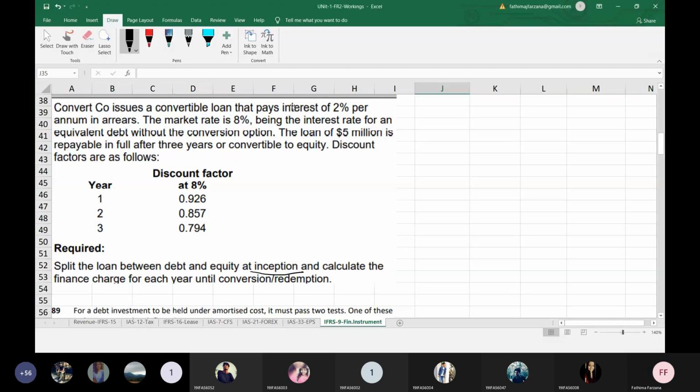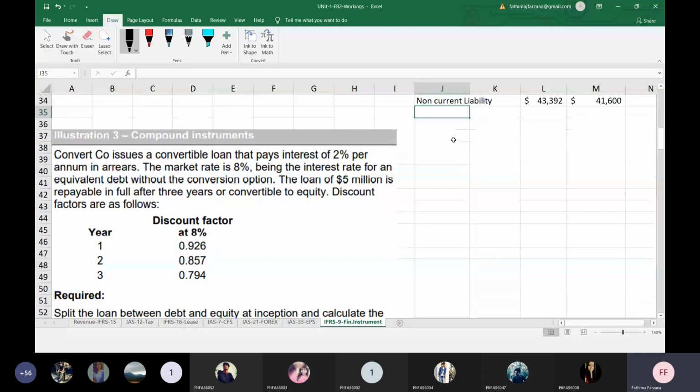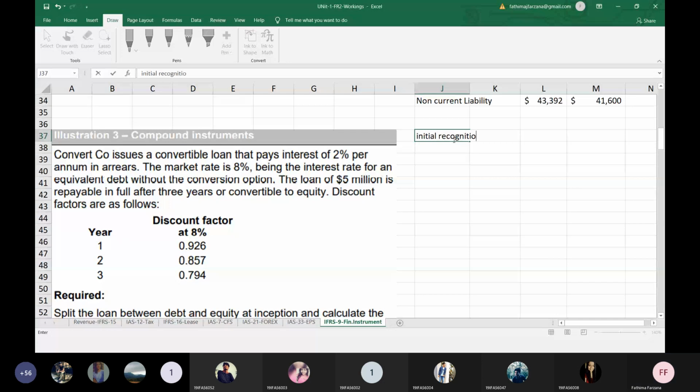Yes, ma'am. I'll show you. We'll see the workings. If you didn't understand, we'll come back, instead of theoretically speaking a lot. So first, let me go with the initial recognition. Coming to initial recognition, as usual, I'll be taking year, then cash flow. That's what they said, no? Then I have to find present value.